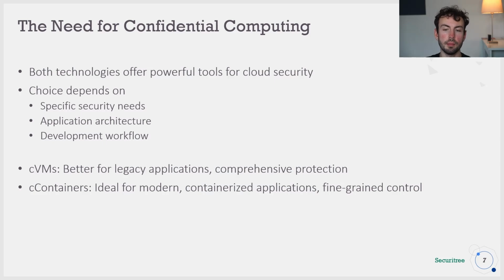And now to wrap it up, both of these technologies offer powerful tools for securing applications in the cloud, each with its own strengths and trade-offs. The choice between them will depend on your specific security needs, your application architecture, and your development workflow. If you're dealing with legacy applications or need comprehensive protection with minimal changes to your code, CVMs might be the way to go. If you're building modern containerized applications and want fine-grained control over what's protected, C containers could be the better choice.